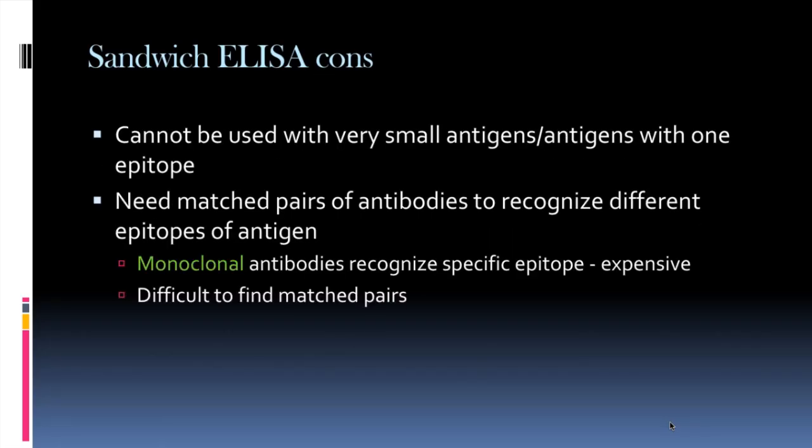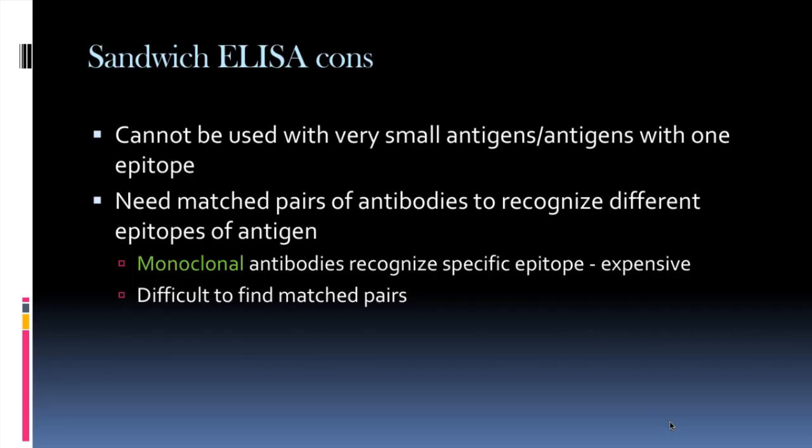The cons to using a sandwich ELISA, firstly, it can't be used with very small antigens or antigens with only one epitope. And the reason behind this is because it's sandwiched, again, between two antibodies. And so there needs to be enough antigen size or enough epitopes or regions for binding for both the capture and the detection antibody. So a small antigen cannot really be detected well by sandwich ELISAs.